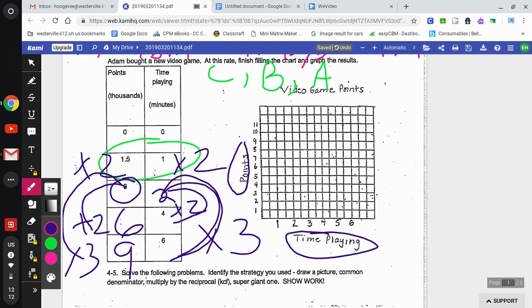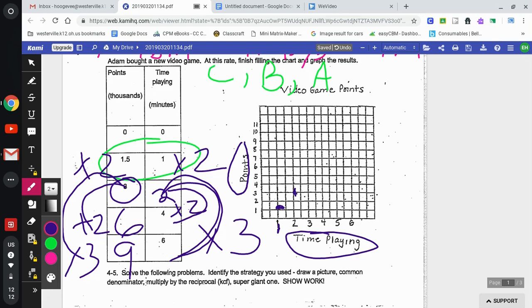So we did 1.5. Got him 1 minute. So I'll go to the 1 minute right here. And I'll go up to 1.5. It's in between 1 and 2. Whoops, that was way off. So then 3 points gives him 2 minutes. So I'll go to my 2 and go up to my 3. I'm doing my best. I'm using my finger here. I go over to my 4 minutes and go up to the 6.